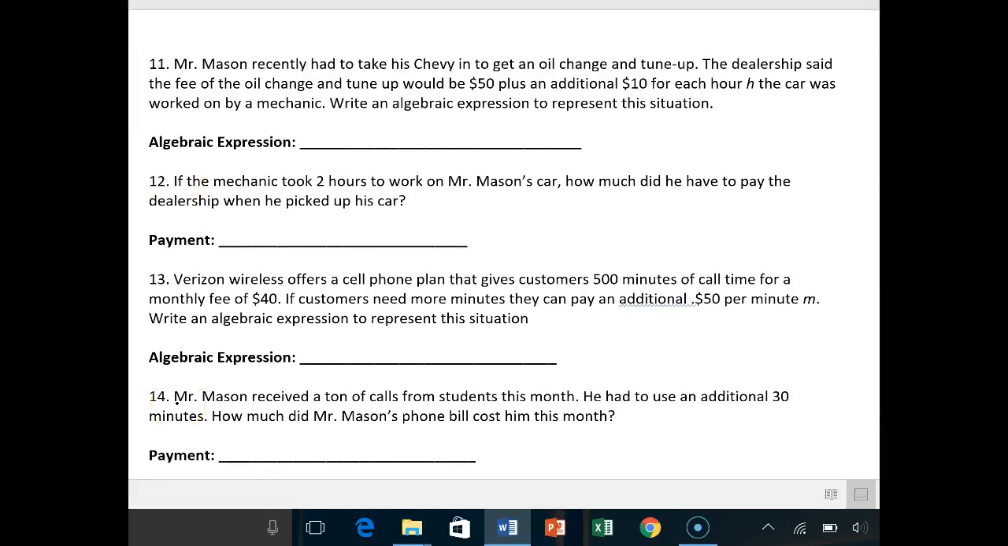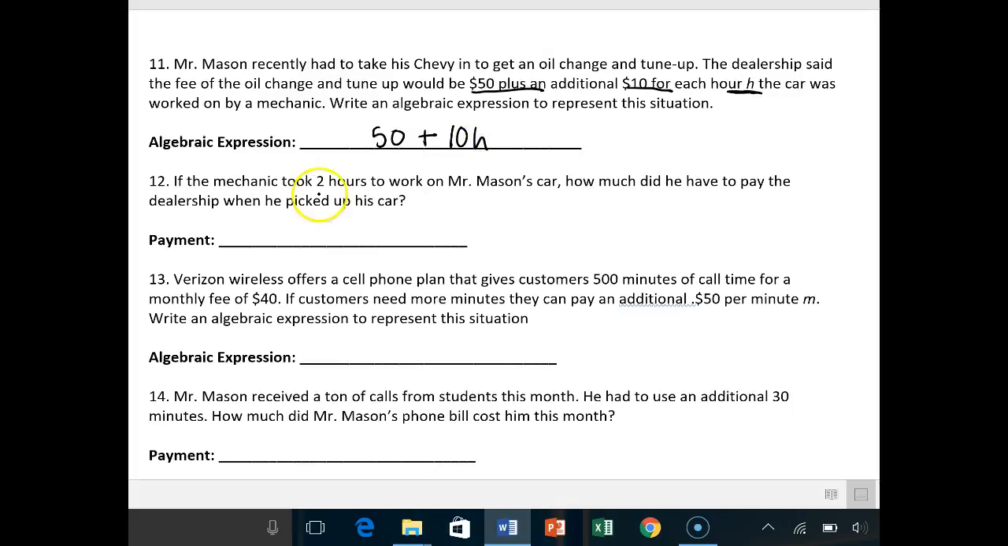So Mr. Mason recently had to take his Chevy in to get his oil change and a tune-up. The dealership said the fee for oil change and tune-up would be $50 plus an additional $10 for each hour the car was worked on by the mechanic. Write an algebraic expression to represent this situation. So it's a flat fee of $50 plus $10 for each additional hour, so 10h, right?